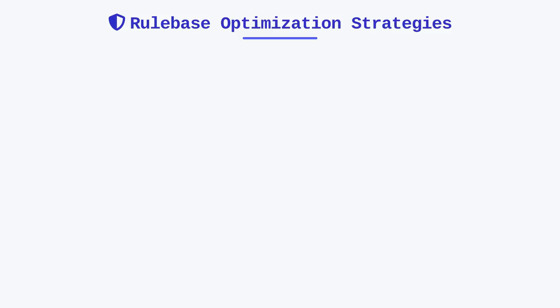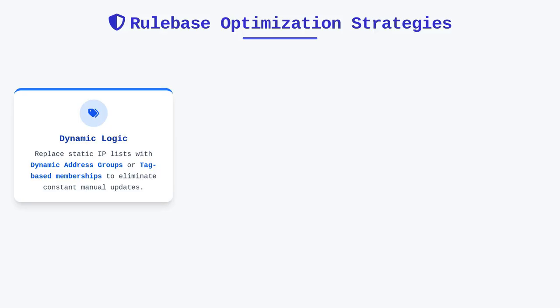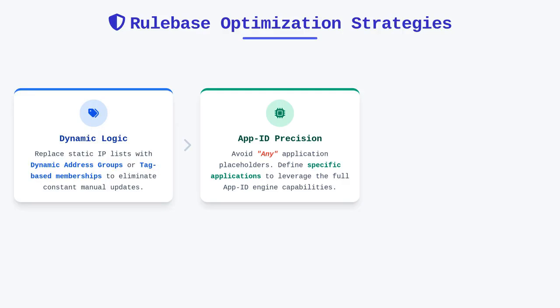Optimizing your rule base is fundamentally about minimizing the complexity of the match logic while maintaining strict security postures. One strategy is to use dynamic address groups or tag-based memberships rather than static IP lists, which reduces the need for constant rule updates. You should also ensure that your application-based policies define specific applications, rather than using the any application placeholder, as any ignores the heavy lifting provided by the App ID engine.